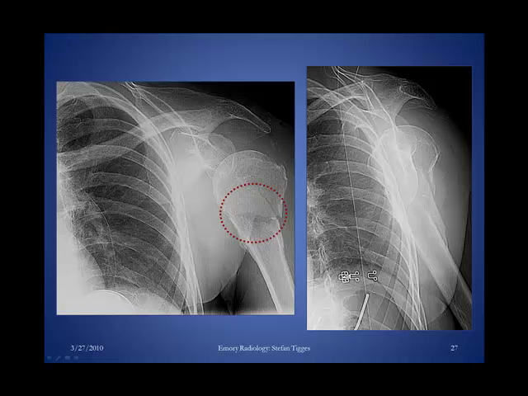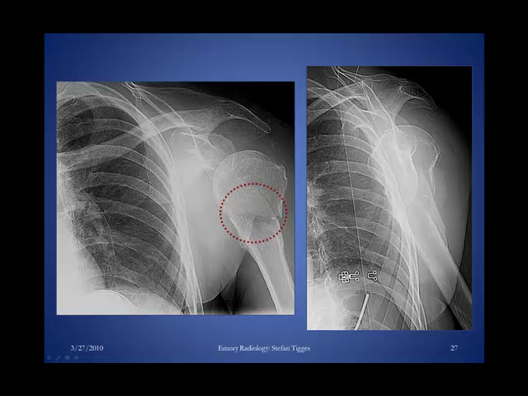This is a pseudodislocation. What's happened here is that the patient has a fracture of the neck of the humerus, which I've circled there in red. That's resulted in bleeding into the shoulder joint. This is a fracture that is within the shoulder joint. Because of that hemorrhage, there's increased pressure in the shoulder joint, and that pushes the humeral head inferiorly with respect to the glenoid. This is not actually a dislocation.